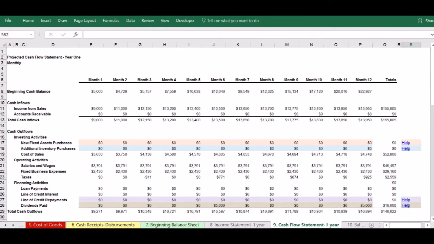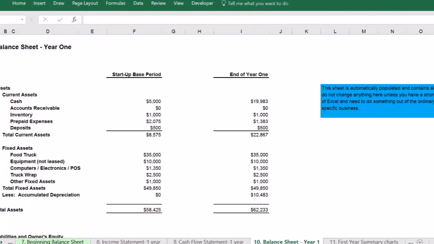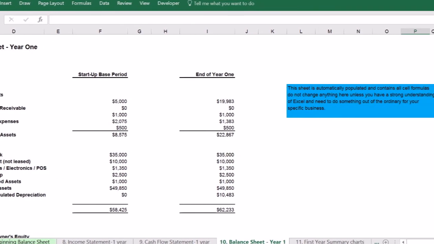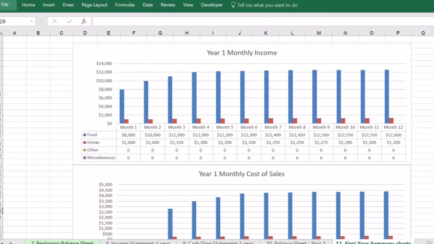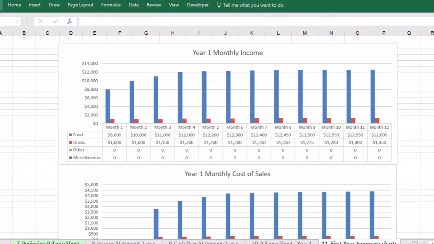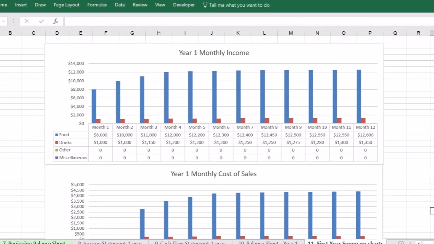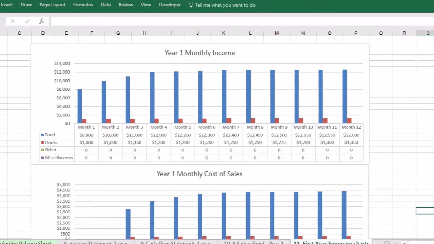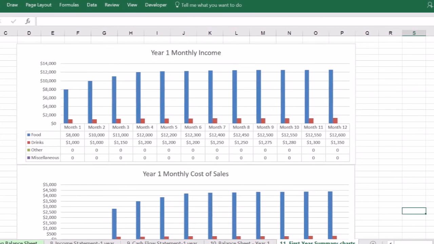The next tab is the balance sheet for year 1. Do not change any cells here. Everything is populated with cell formulas and is calculated automatically. The next tab in the workbook is the first year summary charts. There is nothing to do on this sheet. This is automatically calculated. You can view graphically the income and costs for sales for the first year to give you an idea of how the financials are looking so far.